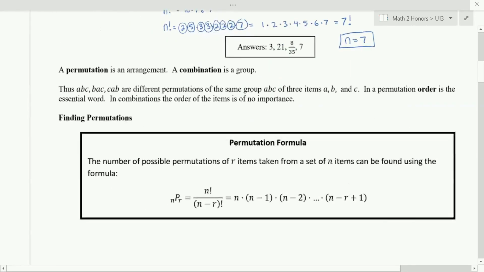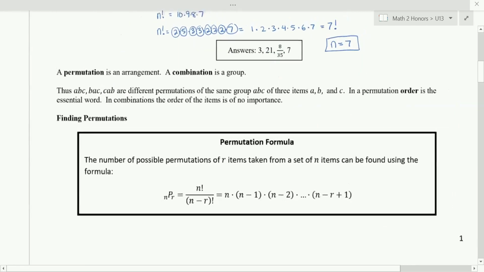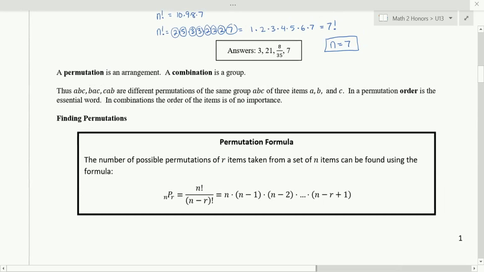We're going to start now talking about the difference between a permutation and a combination. And this is going to be very important that you pay attention to these words and get a sense of the difference between them. I'm going to start by defining a permutation as an arrangement, and a combination you want to think of as a group. And we'll start to talk about the difference between the two, okay?